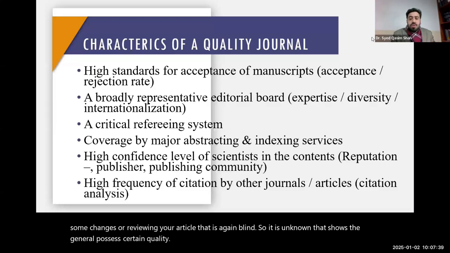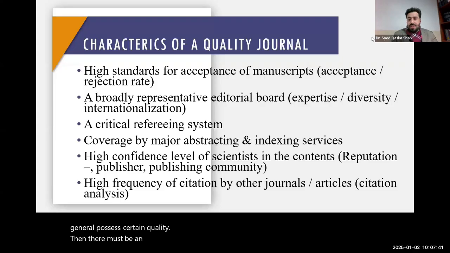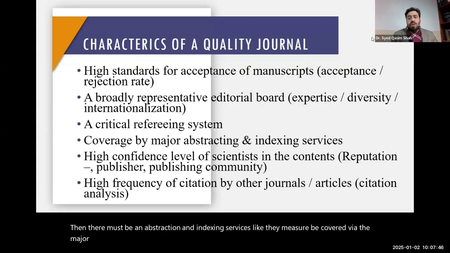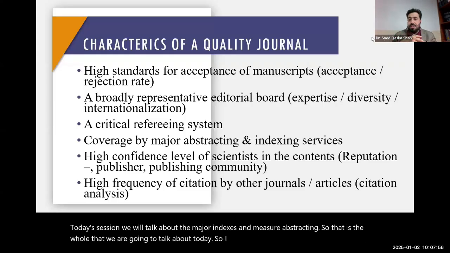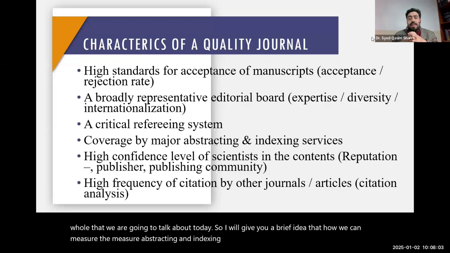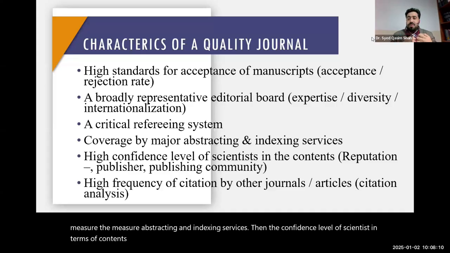Then there must be abstracting and indexing services, meaning the journal is covered by the major indexes. In today's session we will talk about the major indexes and major abstracting services, and I will give you a brief idea of how we can measure abstracting and indexing services. Then there is the confidence level of scientists in terms of contents, which represents the reputation of a certain publisher.